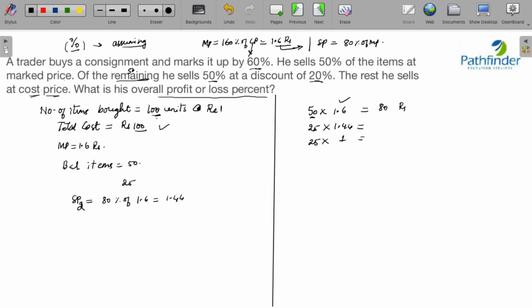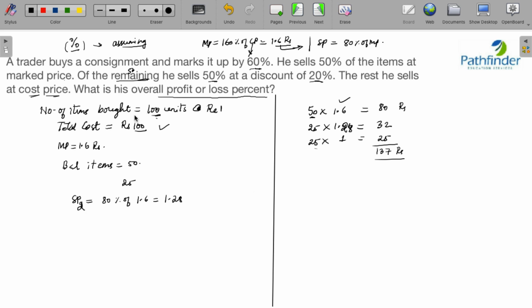Oh, I'm sorry. I made a small mistake in calculating the selling price, it seems. So the second selling price is 80% of 1.6, that is 1.28. So I should have 1.28 here. So this revenue, 25 into 1.28, is 32 rupees. And here 25 into 1 gives me 25 rupees. So if you add up, you will get 137 rupees as the total sale.